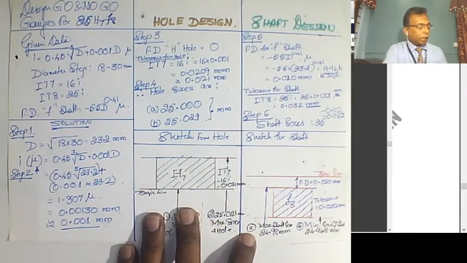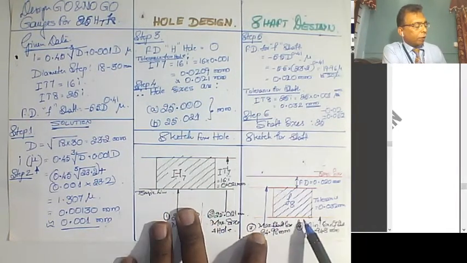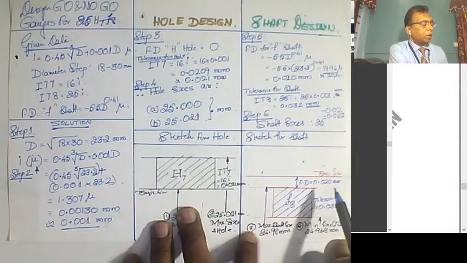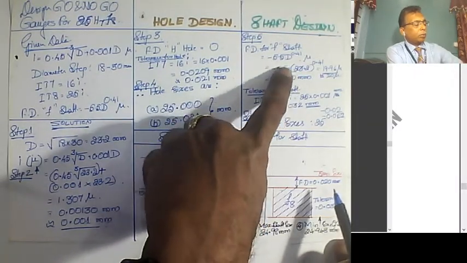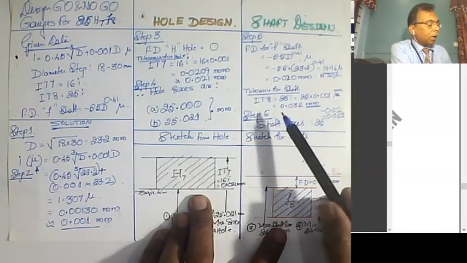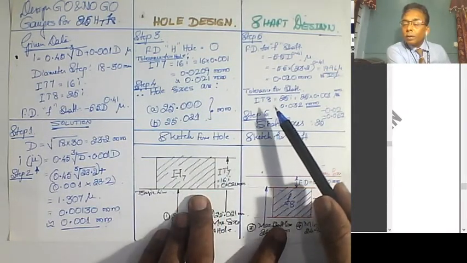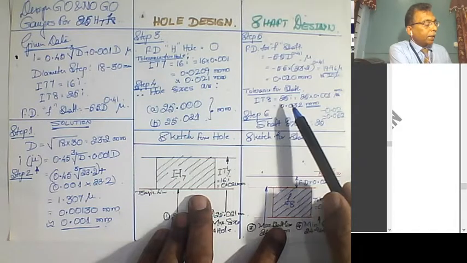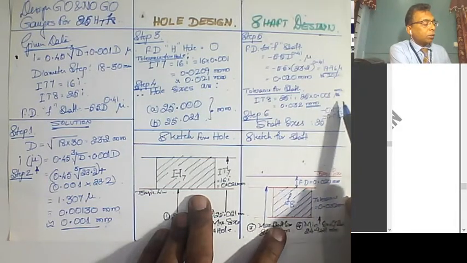Okay, now again, come back to this. Fundamental deviation for the F8 shaft is given here. FD is -5.5 D to the power 0.41, that is 23.2 to the power 0.41. Can you see this? IT8 is equal to 25i, that is 25 into 0.001 mm.